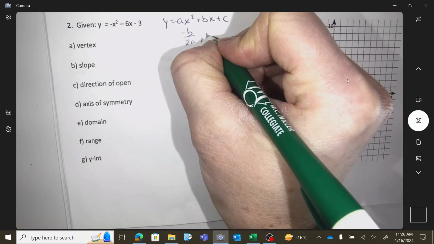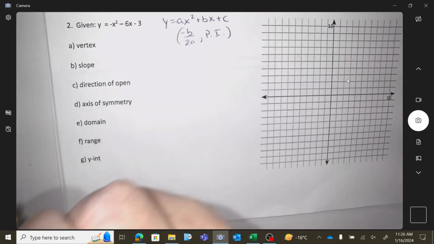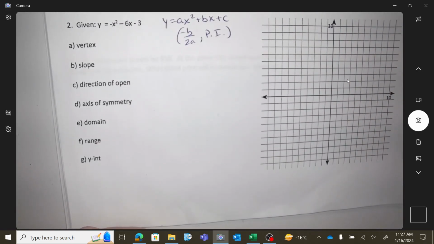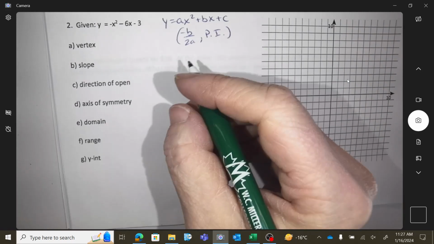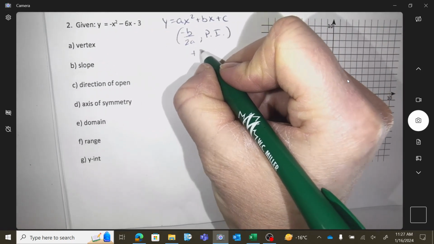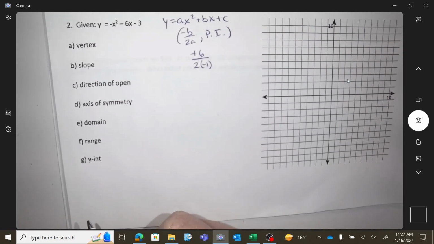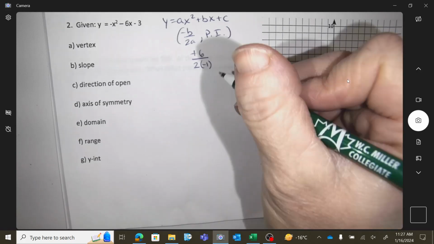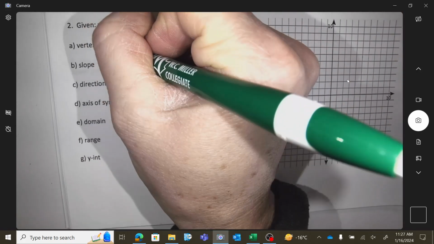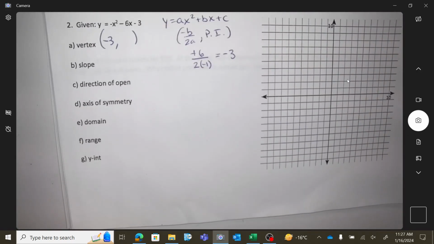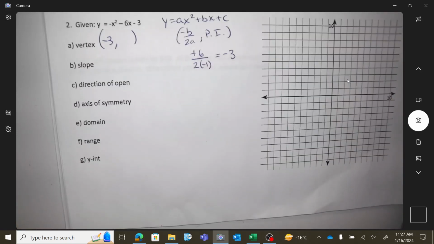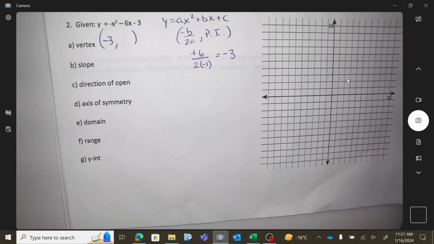Negative b over 2a, plug in, right? Negative b over 2a, plug in. So positive 6 over 2 times negative 1 is negative 3. Then you plug that in to here.